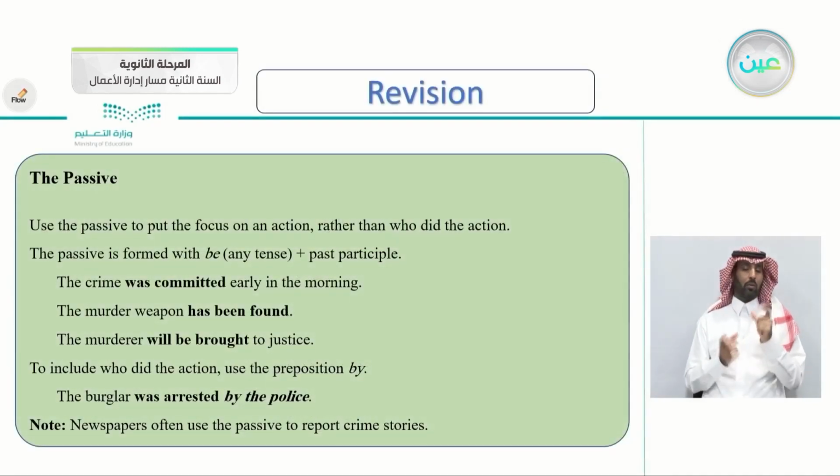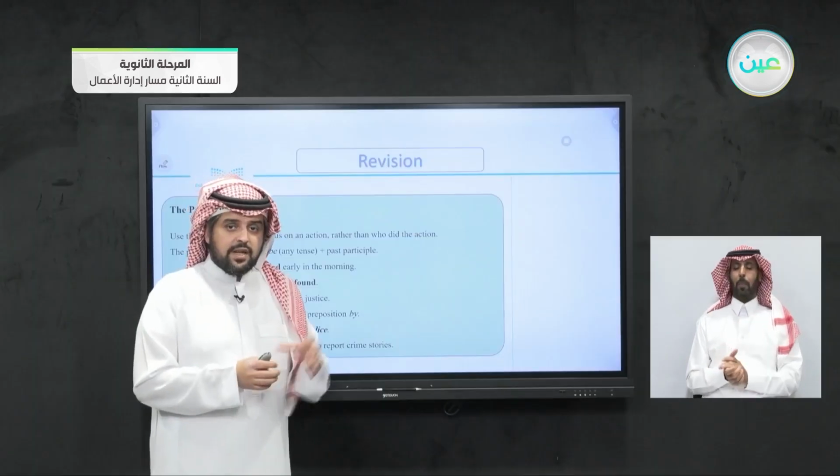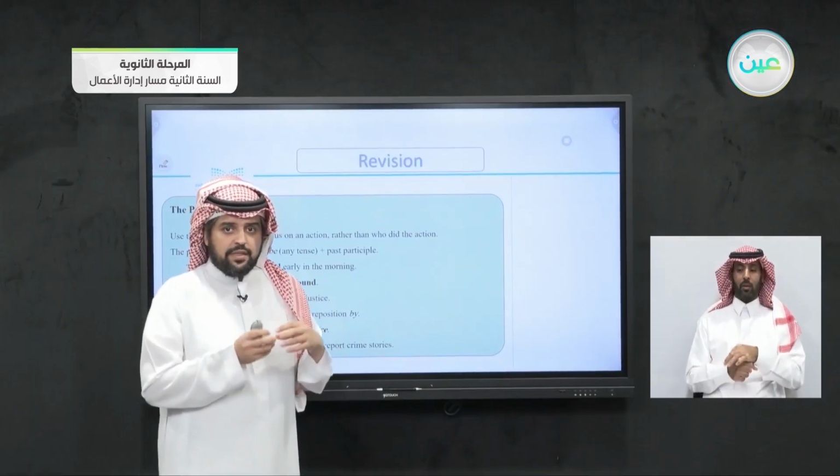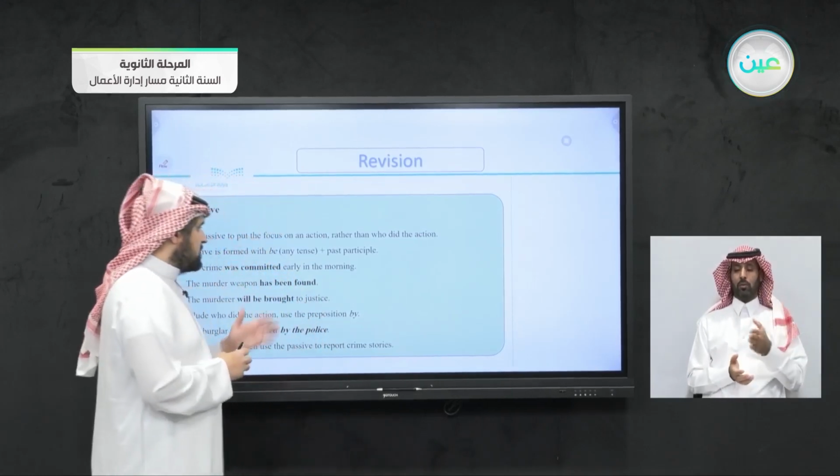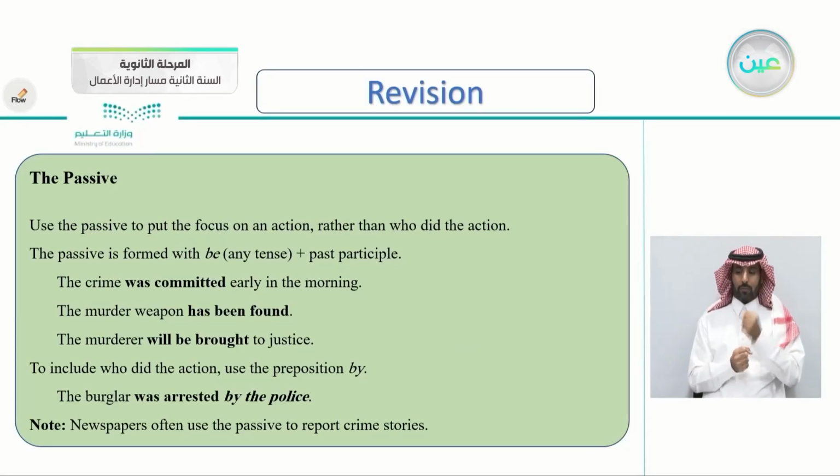But let's revise our previous lesson, the grammar, especially the passive tense. We use the passive to put the focus on the action. Remember that we use the passive form to focus on the action itself rather than the person who did the action, or as we named him, the doer. Whether we know him or we don't know him, it's just to focus on the action itself.